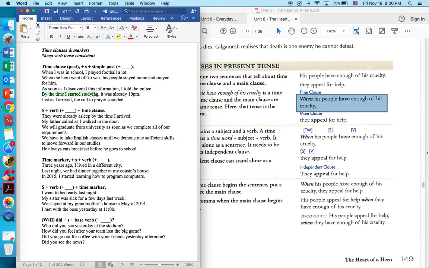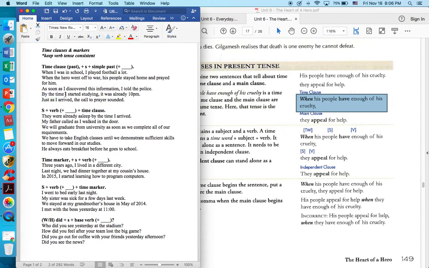By the time I started studying, it was already 10 p.m. It means it was 10 p.m. at the time I started studying, or 10 p.m. had already passed when I started studying. Last one, just as I arrived, the call to prayer sounded. Again, past tense, past tense.